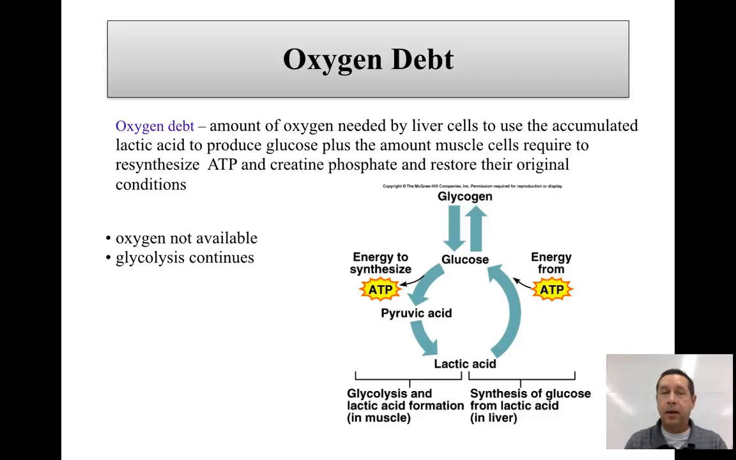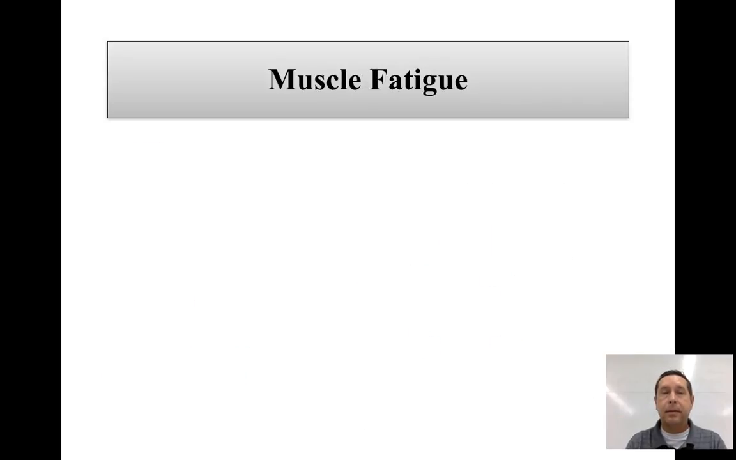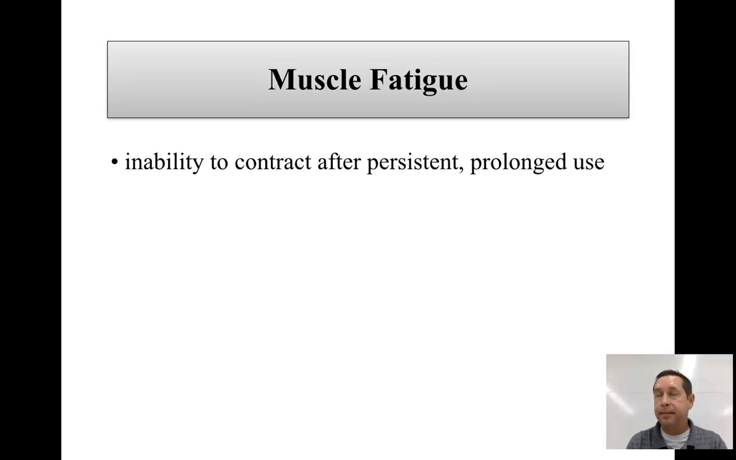In order for glycolysis to continue, the cell does lactic acid fermentation. In this case, pyruvate is converted into lactic acid. The liver can convert lactic acid back into glucose, but that takes oxygen. So there's a point where the cell has to switch from aerobic to anaerobic respiration. That's called the anaerobic threshold or the lactic acid threshold. This is the activity level where there's not enough oxygen available to continue to operate at that activity level. Lactic acid also causes muscle fatigue.